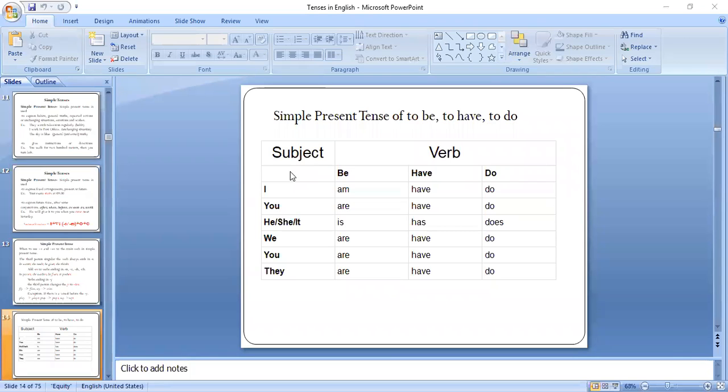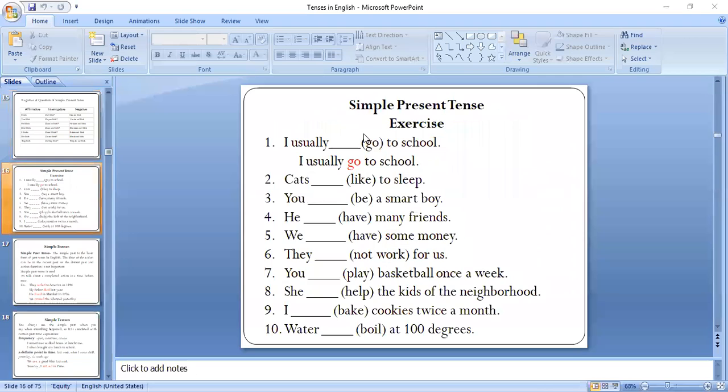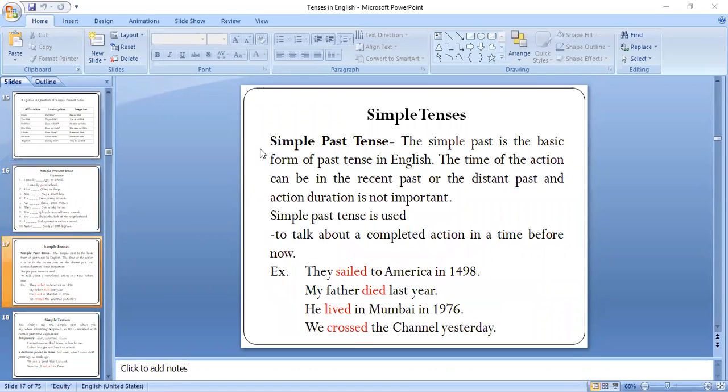Also we have discussed the subject and which to be, to have, and to do forms we are going to use after that. Also we have seen, for present tense, what the affirmative sentence is, what its negative is, and how to form the interrogative of the affirmative sentence. That also we have discussed. We have carried out one of the exercises, and we have completed that exercise.